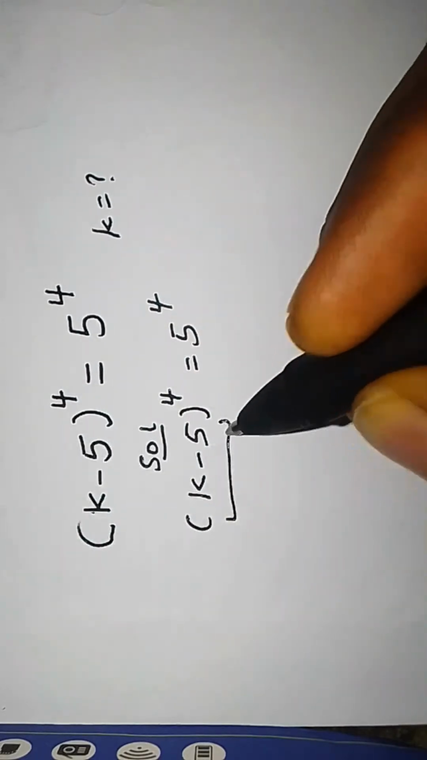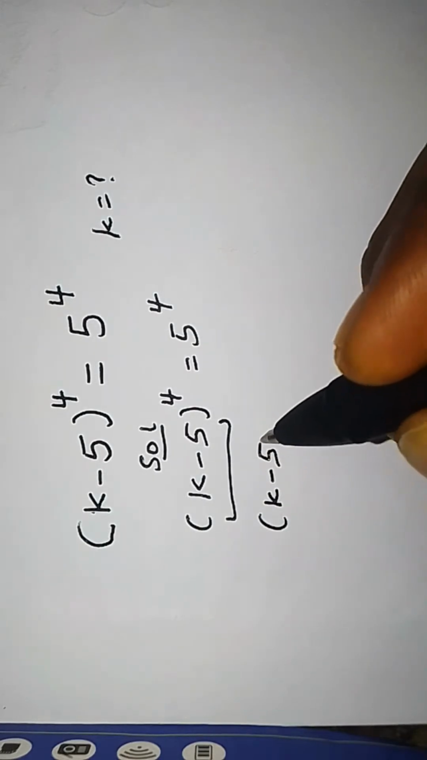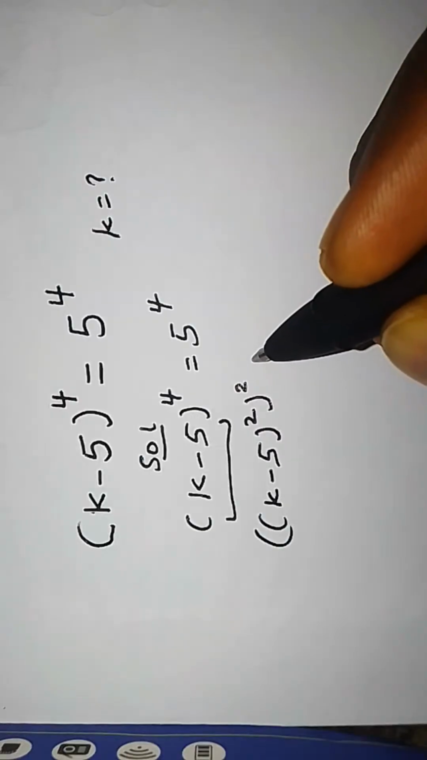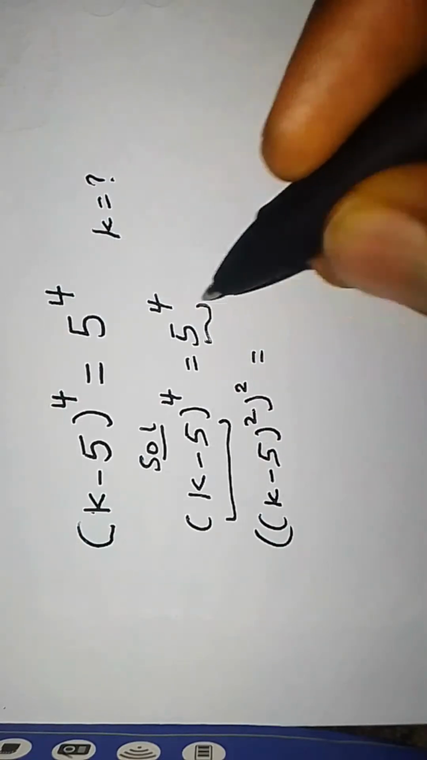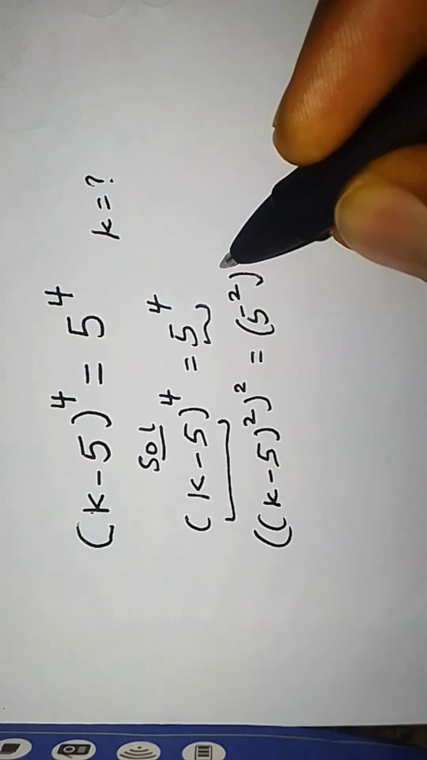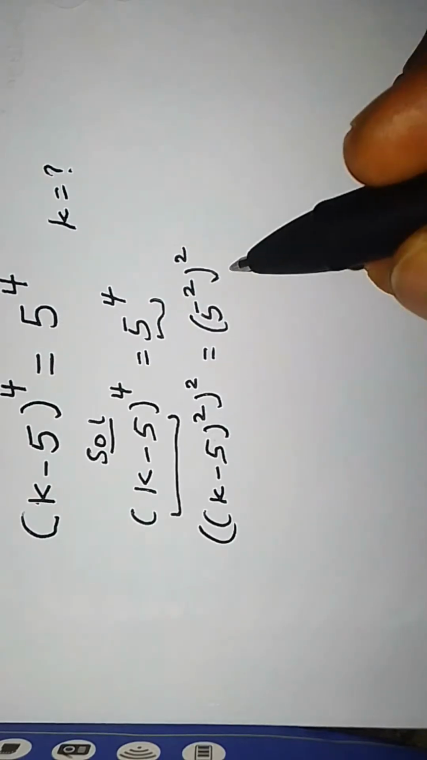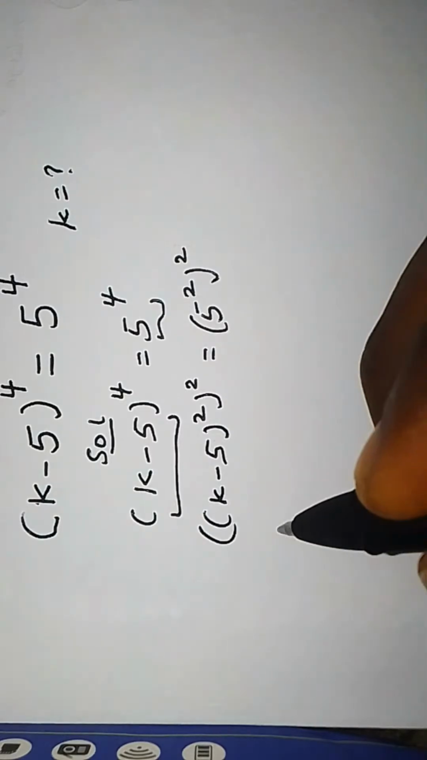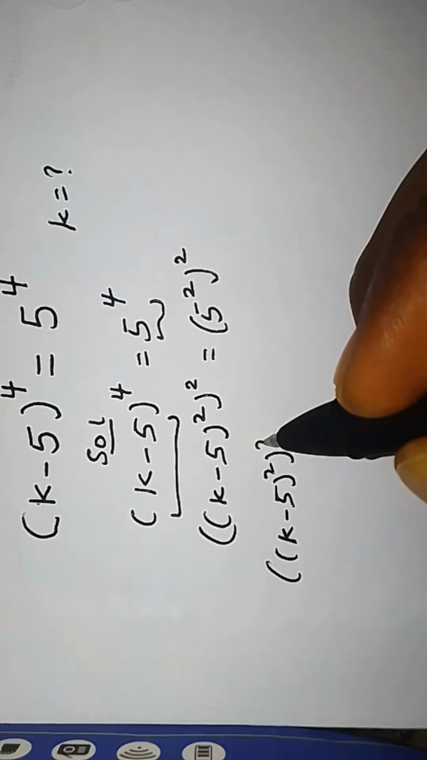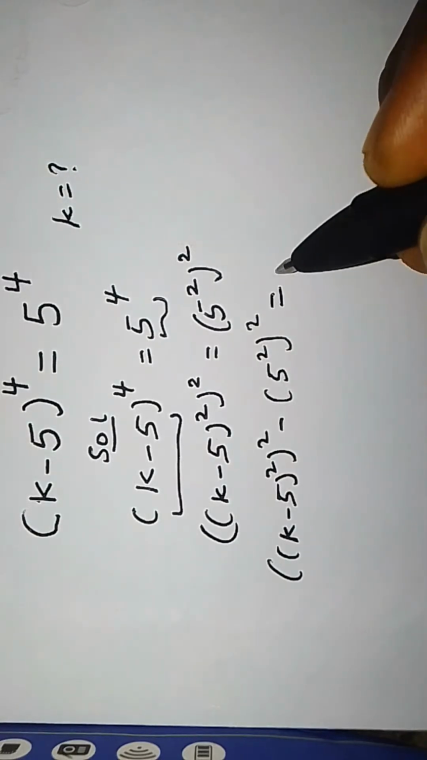This left hand side can also be written as (k minus 5) all squared, all squared, equal to 5 to the power of 4, which can also be written as 5 squared, all squared. Now, let's move this right hand side to the left hand side. So that will be (k minus 5) squared squared minus (5 squared) squared equal to 0.